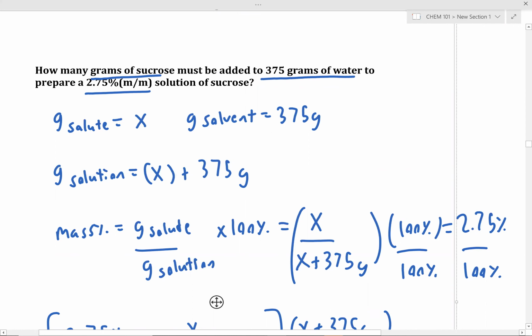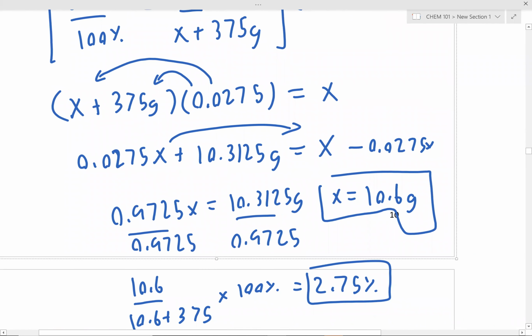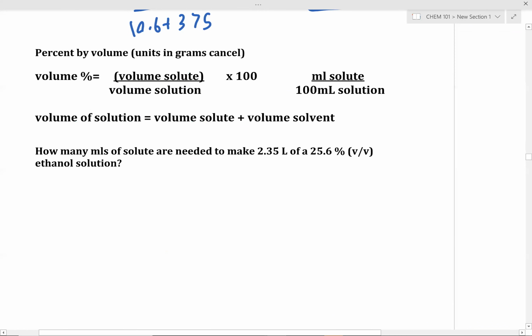So this problem is a little bit more difficult than the one that we did first, but the reason why I included this problem is because it really showcases you need to read these equations carefully and plug in the right numbers. You can't use the grams of solvent as the entire mass of the solution. The mass of the solution is solute plus solvent. Does that make sense? Any questions on this example? If not, we'll continue on with our next type of percent expression.